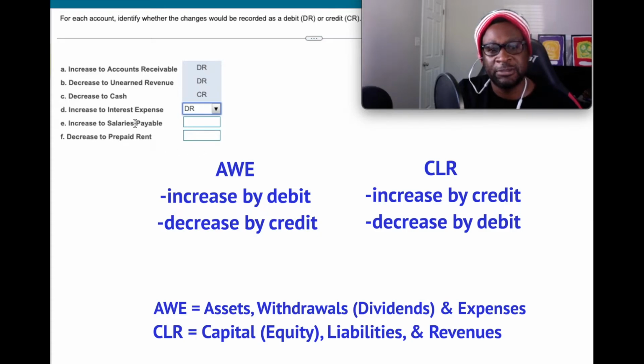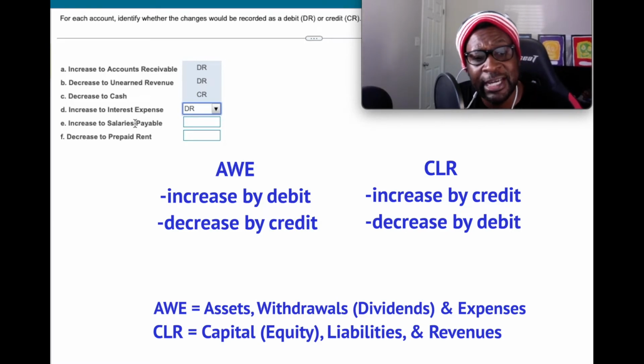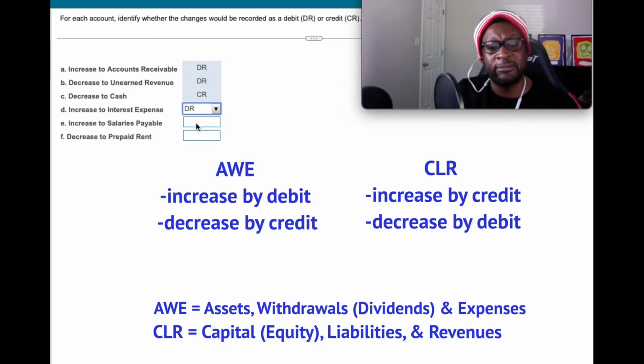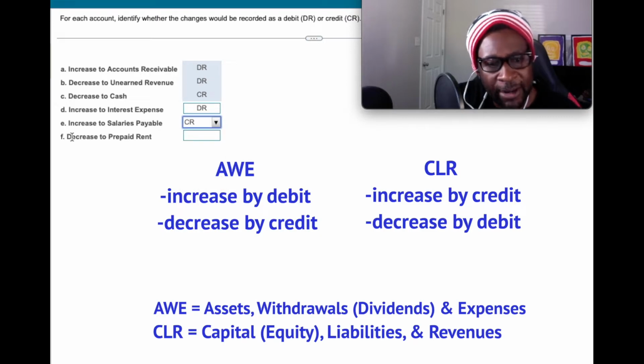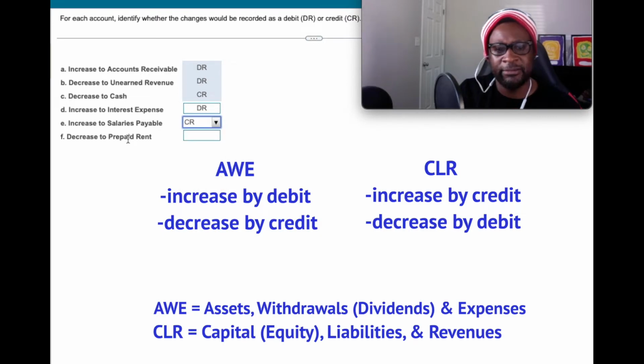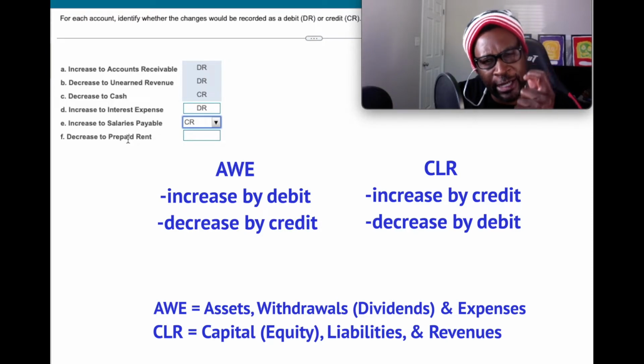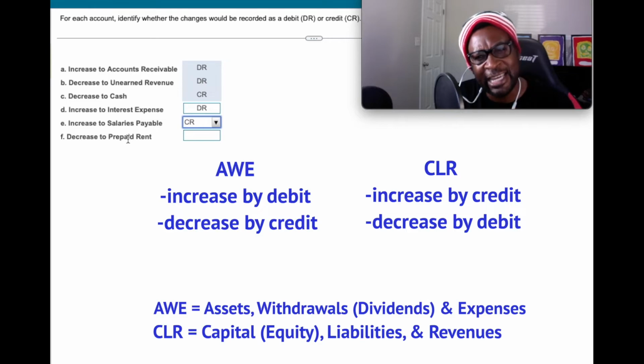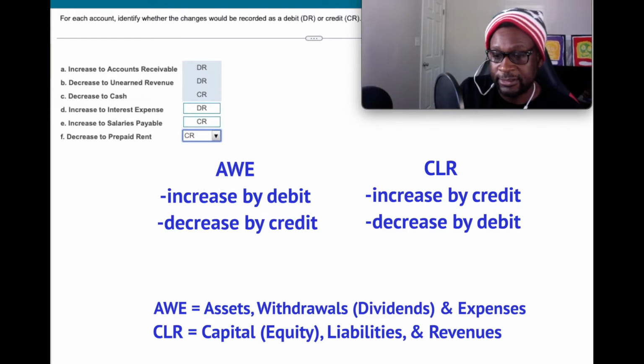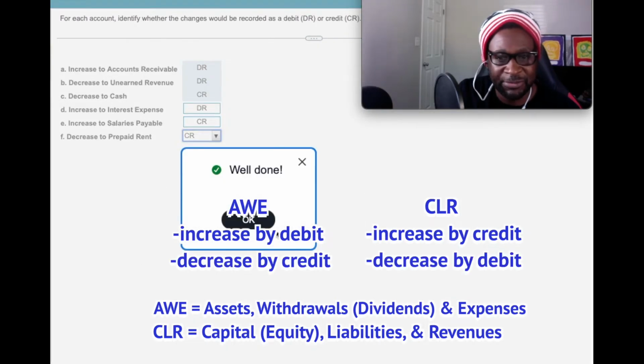What about salaries payable? Last name is payable. If it's a payable, we already know it's a liability. Since it's a liability, it belongs in the CLR game. Since it belongs in the CLR game, it will increase with a credit. What about prepaid rent? A decrease to prepaid rent. Prepaid rent happens to be an asset, gang. And since we're trying to decrease this asset, it's in the AWE game, which tells us that to decrease it, we are going to credit it. Check the answers. Easy breezy.